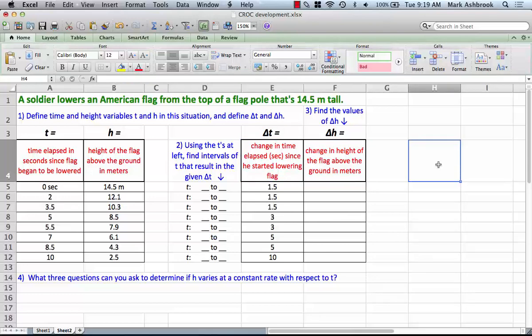Okay, if you want to check your variables, do that quickly, but focus on step two. Step two and three are what we want to motor through here. Anybody have a question?